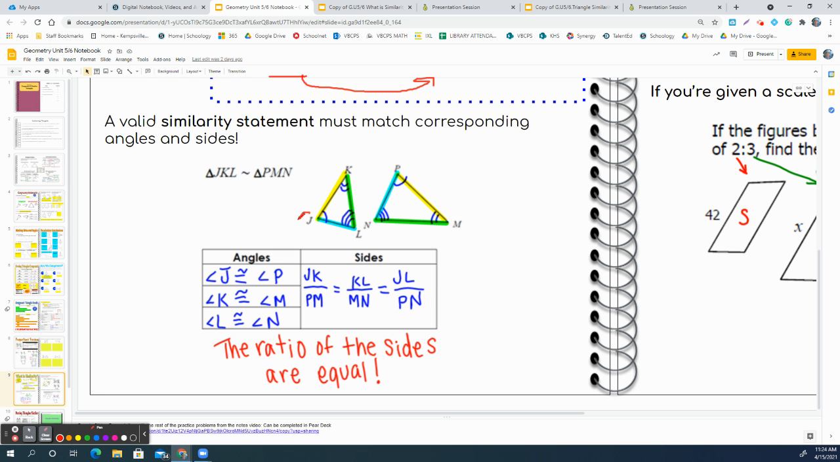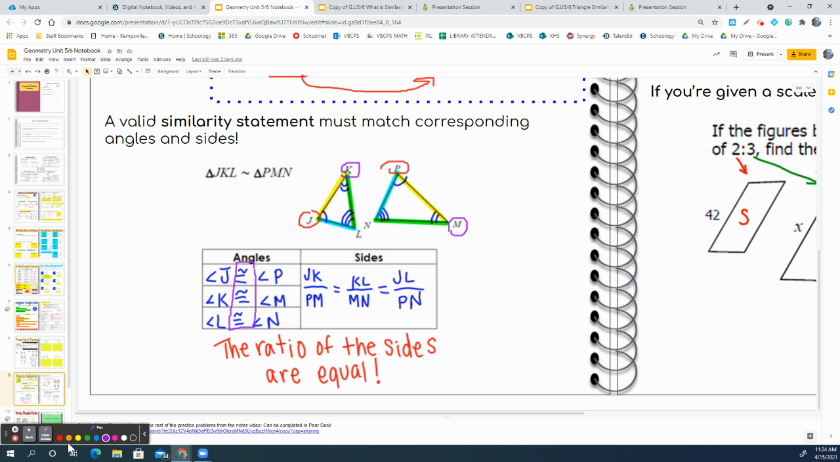So we know our angles are congruent. J is going to be exactly the same as P, and K is going to be exactly the same as M. They are all congruent, right? They're going to be exactly the same. And L and N, same thing.